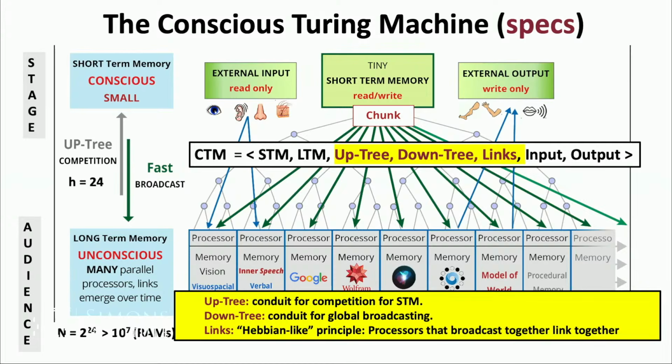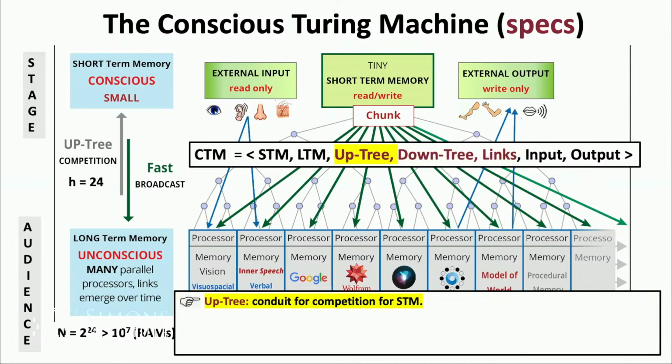Okay, so now let me just quickly go to the up tree, down tree, and links. Those are important components here. So the up tree is a conduit for the competition to get into STM. And what these processes do is at every moment of time, every processor puts in a chunk into a competition. This competition is very much like a tennis match, and as the chunk wins at one level, it moves up to the next level, and so forth.